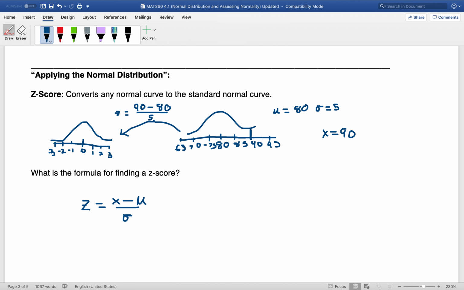So the minusing the mean will get us back left to the 0, because we're moving 80 spots to the left, so we'll get back to centered at 0. And the dividing by 5 will get us from spread out from 5 back to being spread out to 1. So that's what the z-score formula does. It allows us to go from any normal curve to the standard normal curve. And that is how you use the z-score formula.